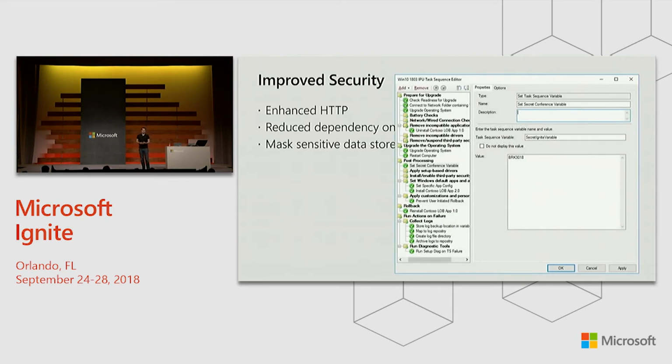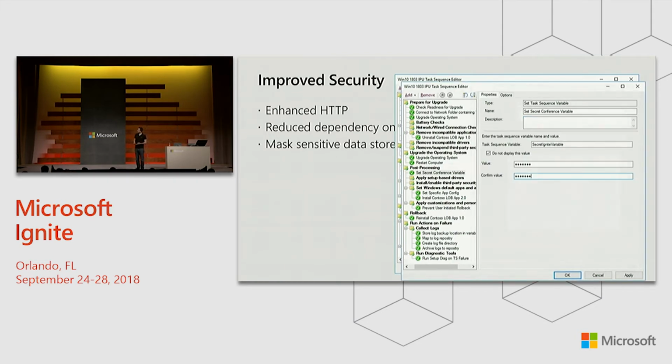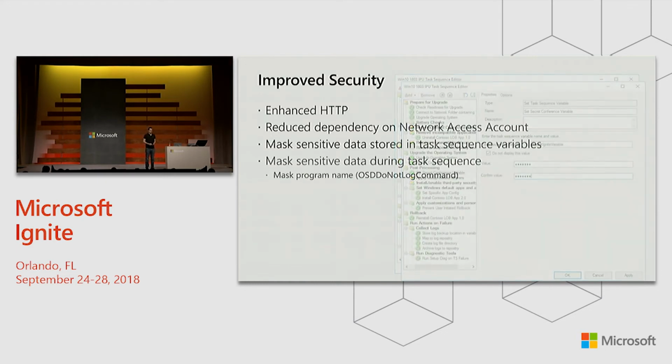So here's the behavior of old. We can see the value. I've got my secret Ignite variable, and you can see that it's BRK3018. In 1806, I can tick the box to say do not show. It changes the UI slightly, and I have to specify it twice, so we'll validate that the value is being entered correctly. But that means that value is not displayed in the task sequence editor. It's also masked when it's executed on the client.